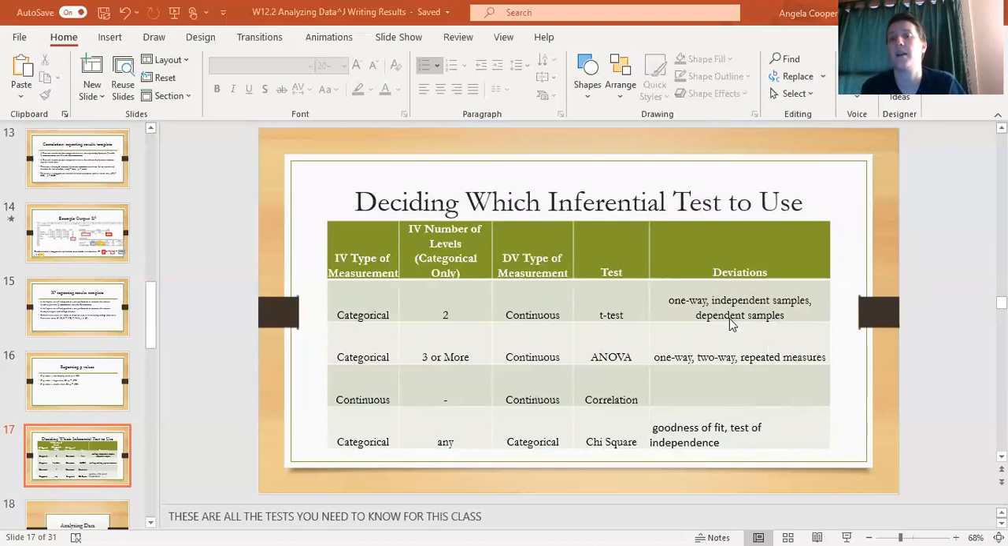And these are just the different types of tests there are. We have one-way independent or dependent samples t-tests. We have one-way and two-way repeated measures ANOVA. And for chi-square, we had goodness of fit for one categorical variable and test of independence for two.